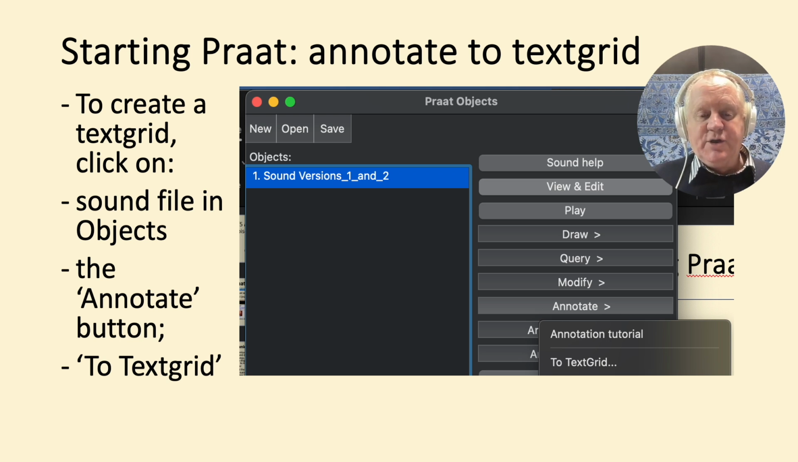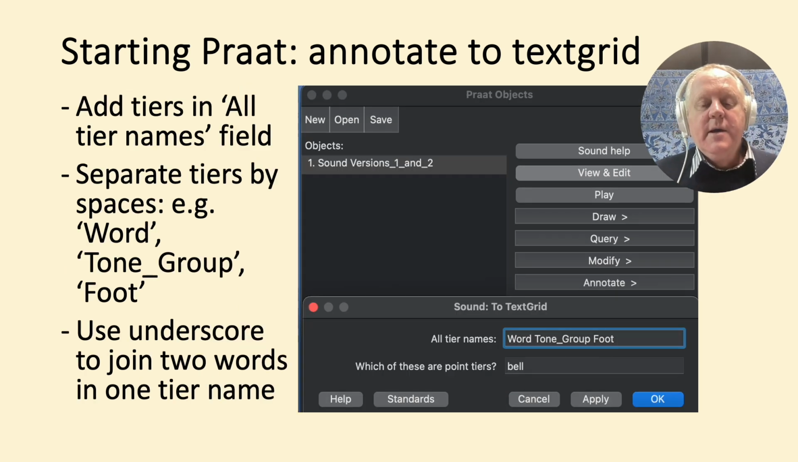So once you have your sound file in your Praat objects window, we need to create a text grid. So we click on the sound file so that it's highlighted as in this image, and then click annotate, and to annotate to text grid. And once we click on that, a text grid will be created for this sound file. But first, when you click on annotate to text grid, you'll get this sound to text grid pop up. This is where you can add tiers to begin with.